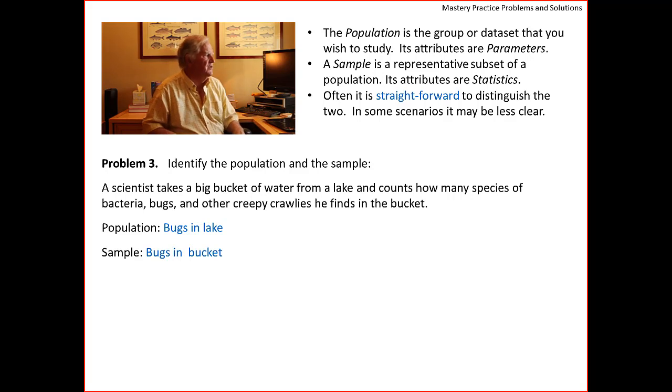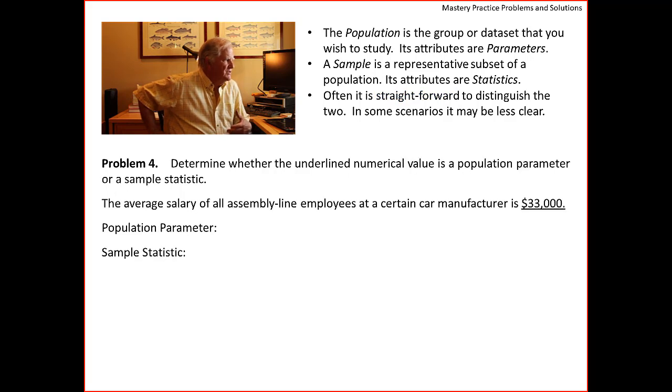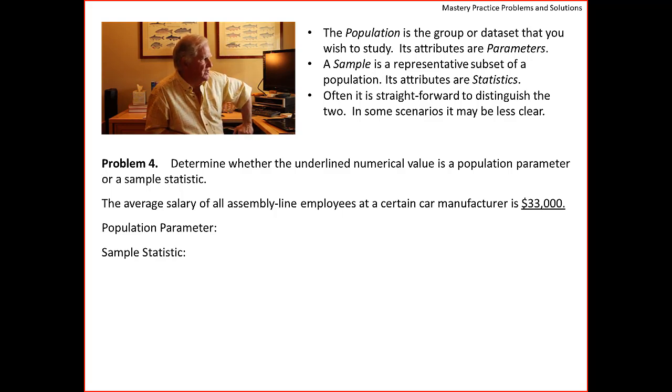So let's look now at problem 4. Problem 4 again states the problem a little differently. It says, determine whether the underlying numerical value is a population parameter or a sample statistic. And if I just look down at the scenario statement, I see $33,000, numerical value underlined. So that's what we're supposed to focus on.